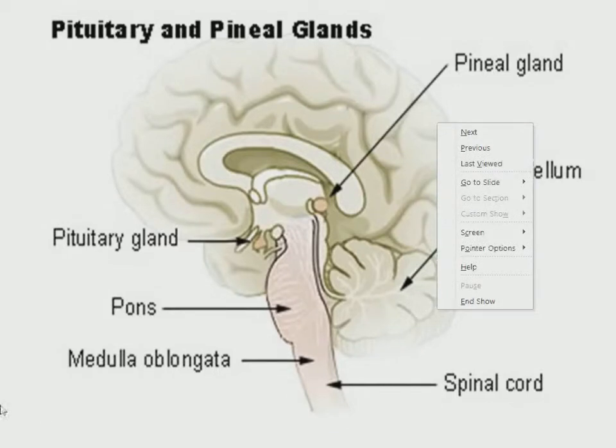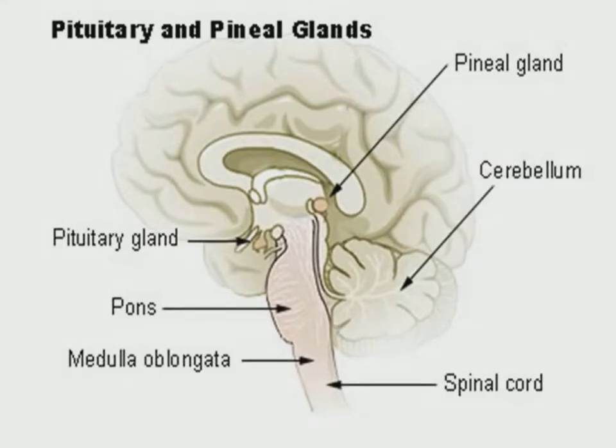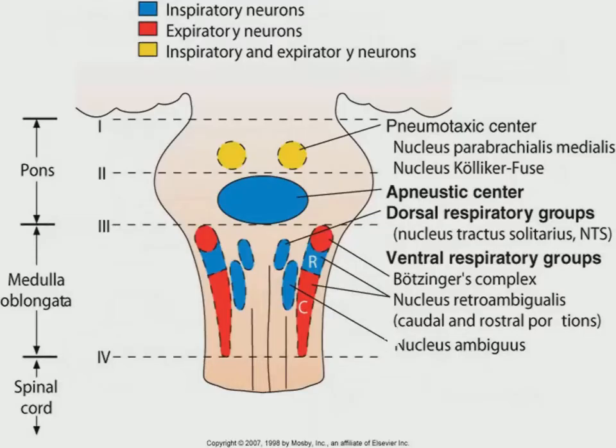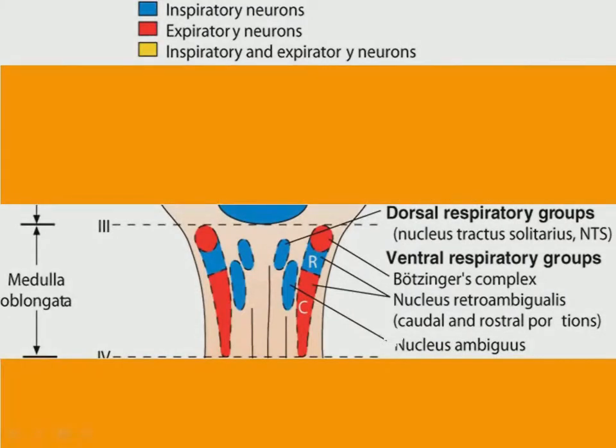Just looking back here, here's our medulla oblongata, the very base of the brain prior to the spinal cord beginning. You can see it's just below the pons and just in front of the cerebellum. Just giving you a little bit of anatomy. So we're looking at basically these two, the dorsal and the ventral. Ventral along the sides, dorsals towards the center. We said that the dorsal is primarily inspiratory neurons, the blue ones, while the ventral are a little bit of both.